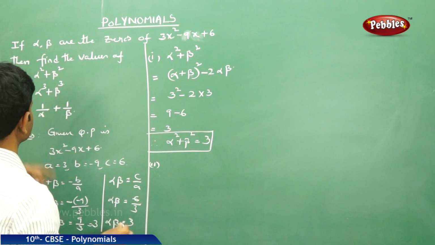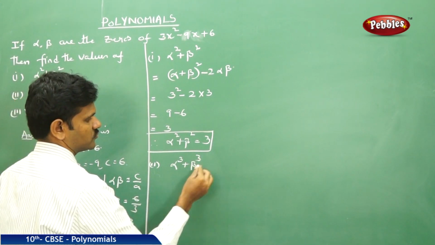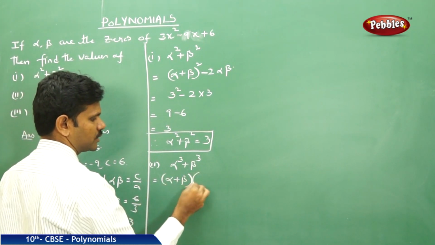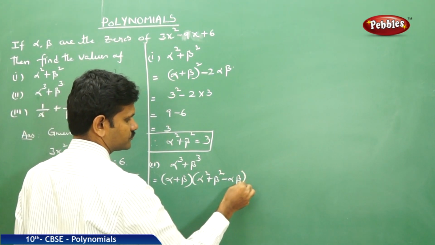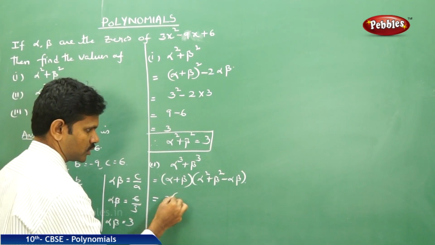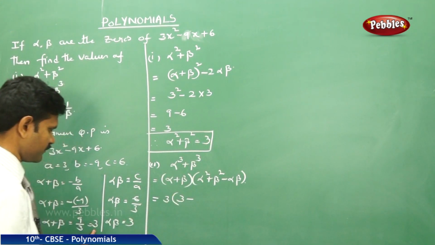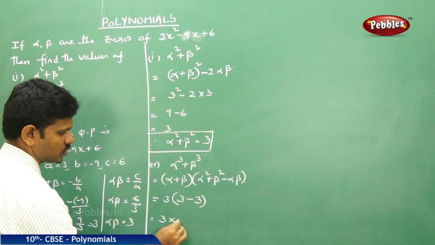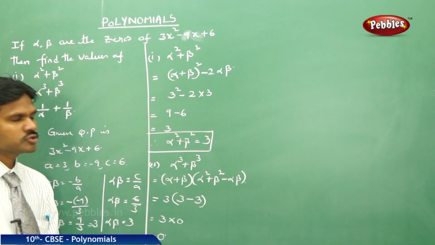Next, second case, alpha cube plus beta cube, which is equal to the algebraic formula alpha plus beta into alpha square plus beta square minus alpha beta. That is alpha plus beta value is 3 into alpha square plus beta square value is also 3 minus alpha beta value is 3. That is 3 times 0, which is equal to 0. That is alpha cube plus beta cube value is 0.